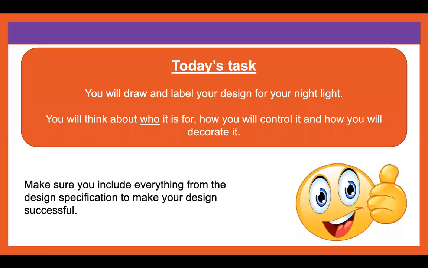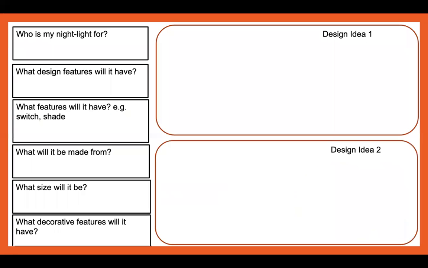So today, what you're going to do is draw and label your design for your night light, and you will need to think about who it's for, how you will control it, and how you will decorate it. You need to make sure you include everything from the design specification. If you need to, you can go back on this recording and look at the design specification to make sure that your design is successful.